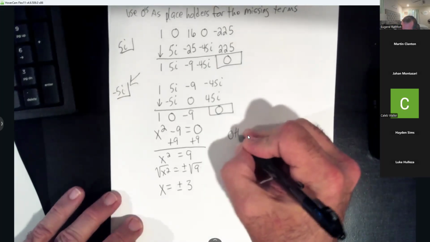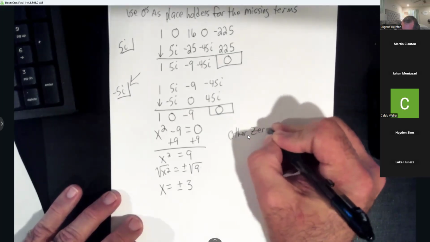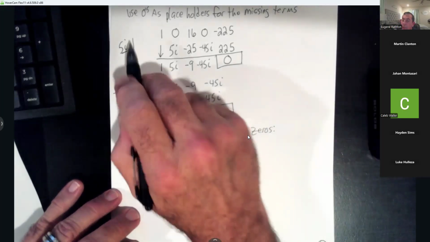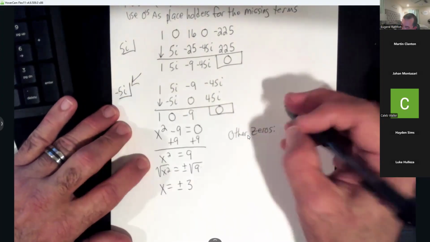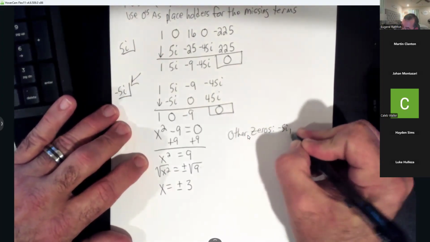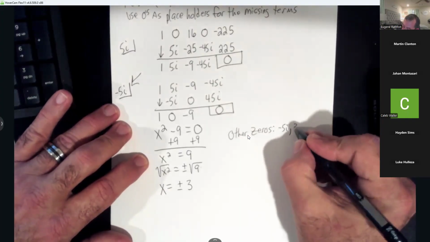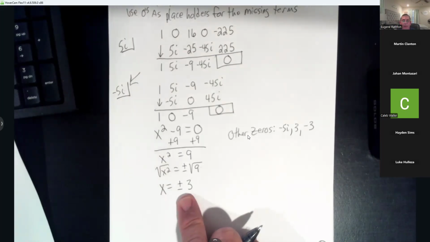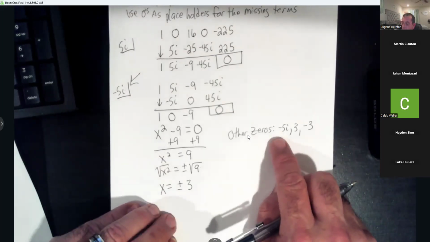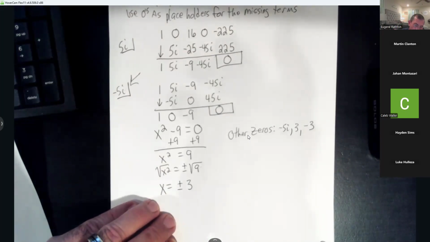So for this one, the other zeros, now y'all don't put the 5i. They gave us that one. We got to put our negative 5i, 3, and negative 3. So that one you had to come up with 3 of the 4, okay?